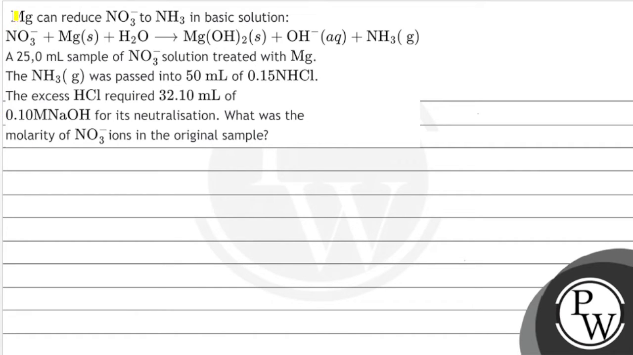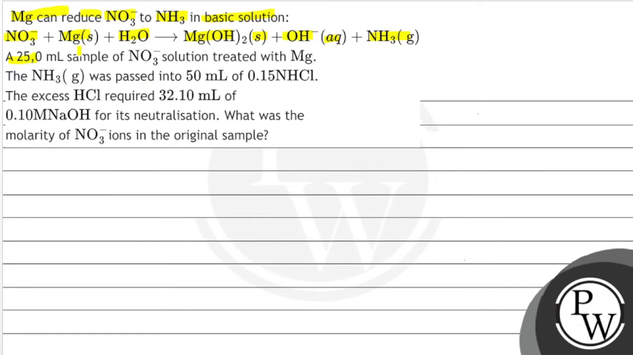The question says Mg can reduce NO3 negative to NH3 in basic solution, and the reaction is given: NO3 negative plus Mg solid plus H2O gives Mg(OH)2 solid plus OH negative aqueous plus NH3 gas.